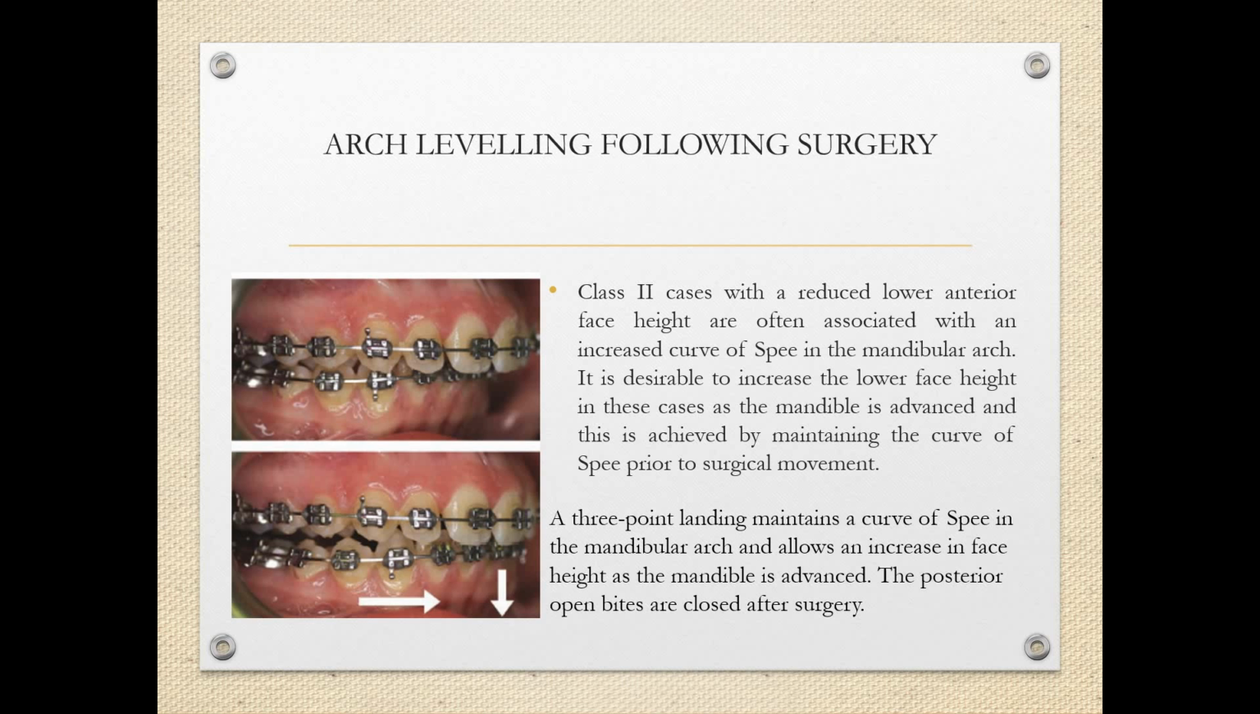The lower incisor position ensures an increase in face height as the mandible is advanced, and the arch is subsequently leveled by extrusion of posterior teeth during the postsurgical period. This technique is known as three-point landing because in the initial postsurgical position, there is only tooth contact between the incisors and posterior molars. Clearly, in these cases, it is important that the orthodontist maintains the curve of Spee in the mandible prior to surgical repositioning.